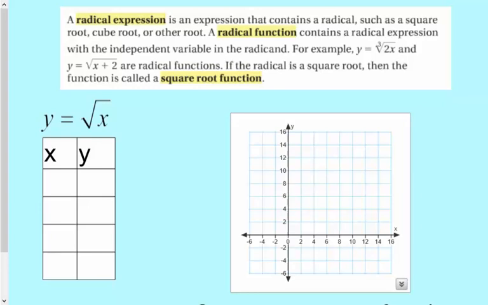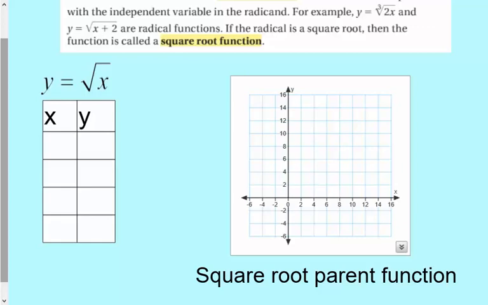A radical expression is an expression that contains a radical, so it's a square root, cube root, or another root. Now, you guys are only going to study square roots this year, and then when you get to Algebra 2 in high school, you're going to study cube roots and things like that. So we're just going to focus on square roots, and this is the parent function. The parent function is the most basic square root function there is.